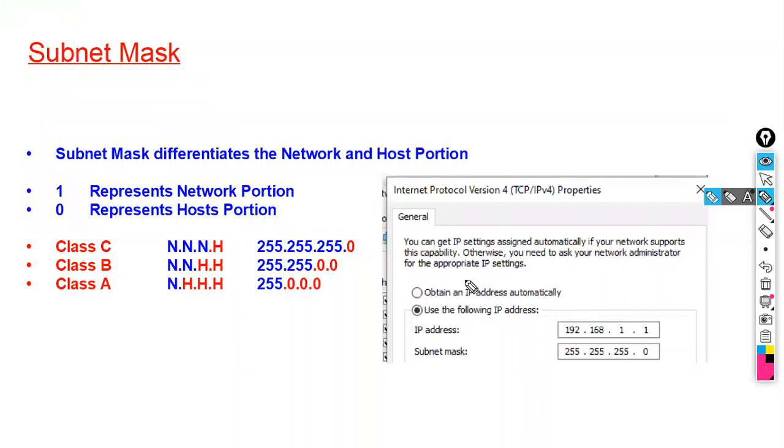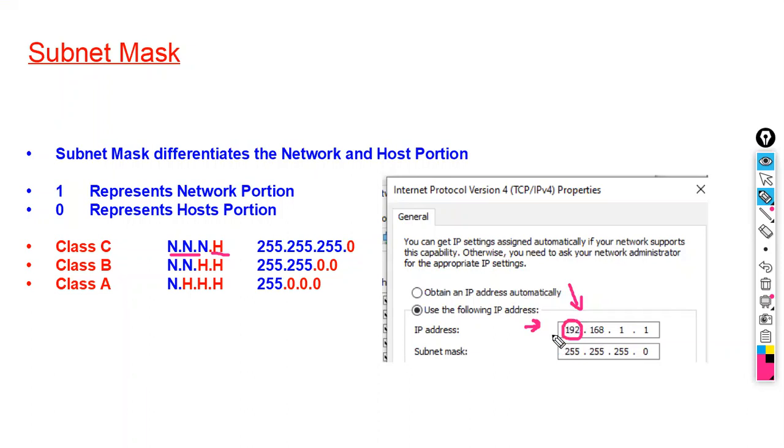Here, if I say the IP address of my computer is 192.168.1.1, how will you identify that this IP address is having three network portions and one host portion? It is a class C IP address. In class C, you have three network portions and one host portion. So how will you identify? You will see this number, the 192, and 192 belongs to class C, and in class C you have three network portions and one host portion.